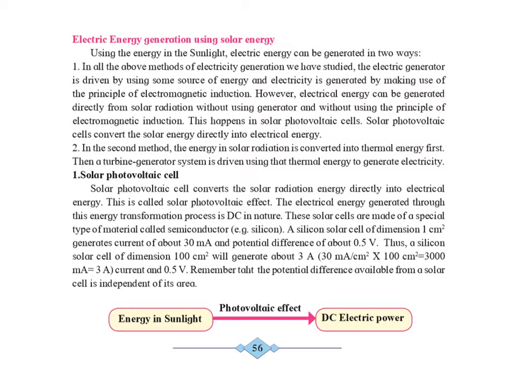Thus, if you are taking a solar cell having a dimension of 100 centimeters square, it will be giving us 3 ampere of current. How 3 ampere? 30 milliampere multiplied by 100 gives you 3000 milliampere, which is equal to 3 ampere, converting it into ampere by dividing by 1000. So if you have a solar cell which has a dimension of 100 centimeter square, you will be getting a current of 3 ampere and a potential difference of 0.5 volt. Again, you need to remember this.